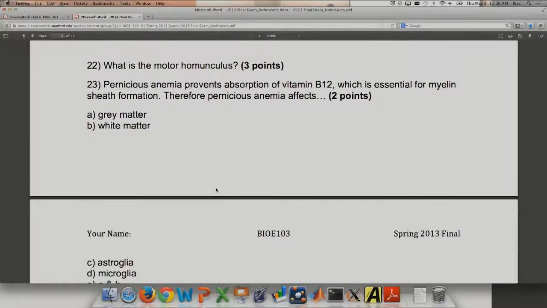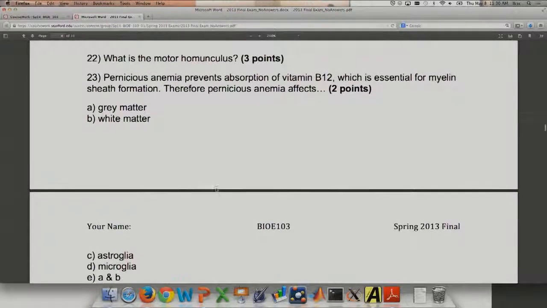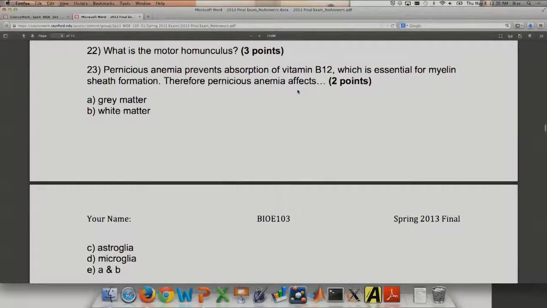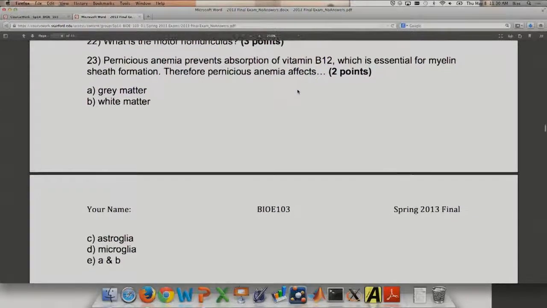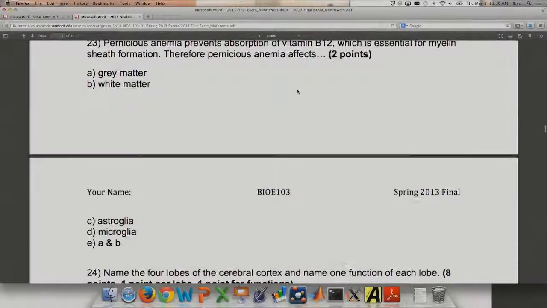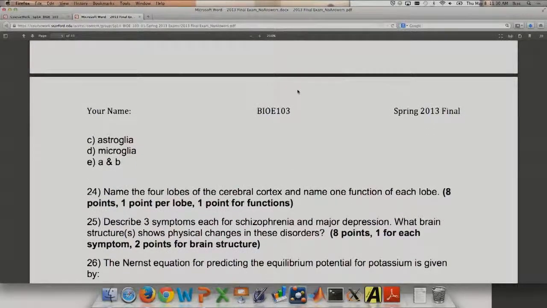The pernicious anemia question, which we actually haven't covered because it's in heme, but let's just say nutrients necessary for myelin formation are not there, okay? And you know what myelin is, right? The covering of the neurons. So this disease will affect which one? White matter, gray matter, astroglia, microglia, or A and B? Yep, white matter, because that's what white matter is, neurons covered with myelin. If you can't form myelin, then you get issues with that.